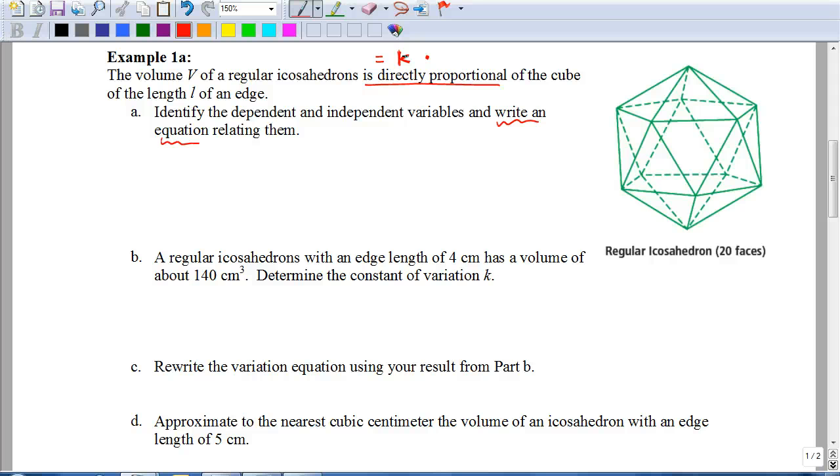So now we're on the road to setting up our equation. So our equation here is going to be the volume is directly proportional. So it's going to be V equals k times something. And it's directly proportional to the cube of the length L. So I'm going to write that as L cubed. Now I refer to this as what we call the general equation.